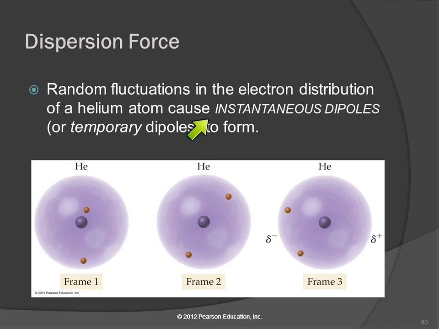This causes what's known as an instantaneous dipole, or a temporary dipole. Remember, a dipole is when there are two poles, two ends that are different. Right here we have a dipole. We have a negative and a positive. It's not an ion, but there's a separation of charge. All the negative charge is here, the positive charge is there. So there's a separation. A temporary dipole.